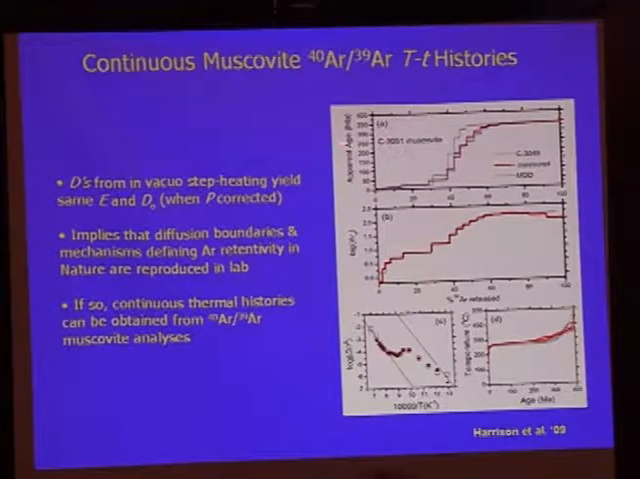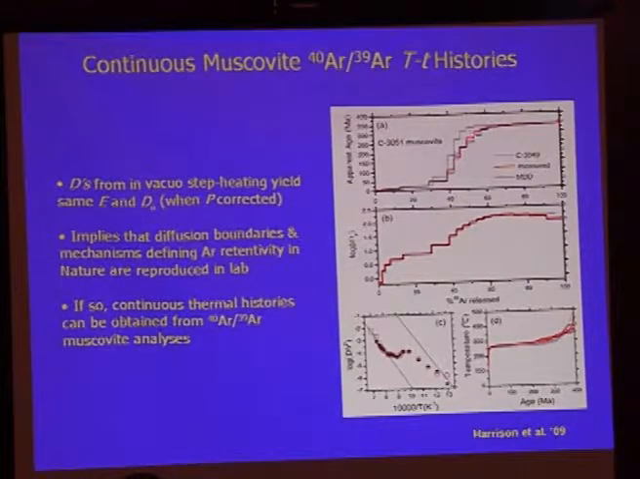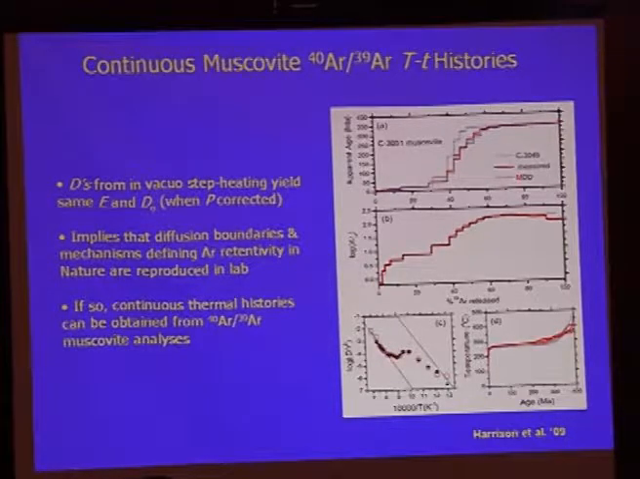Here's another sample from the experimentally treated stuff. Here's the age spectra. The measured is shown in red. I'm sorry, I've got two samples on here, and the MDD model shown in gray. Sorry, I've mixed up the colors here. The only point is it fits well to the multi-domain model.